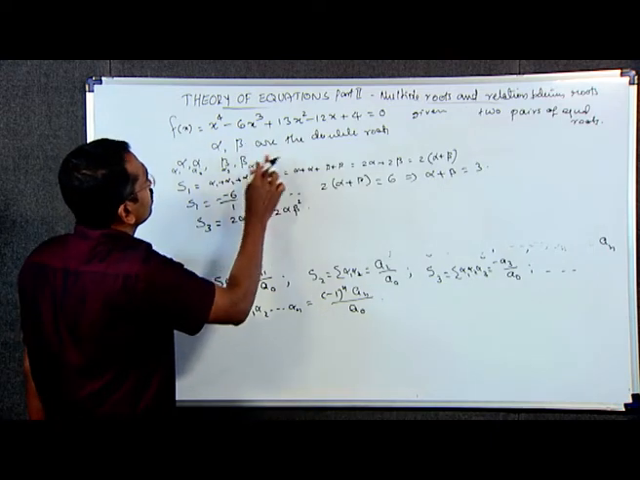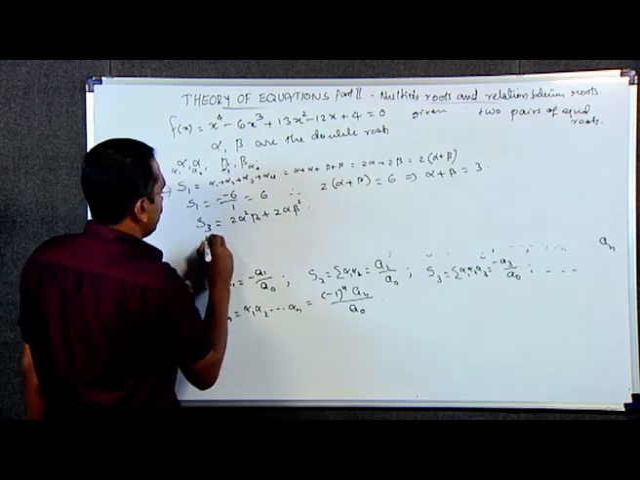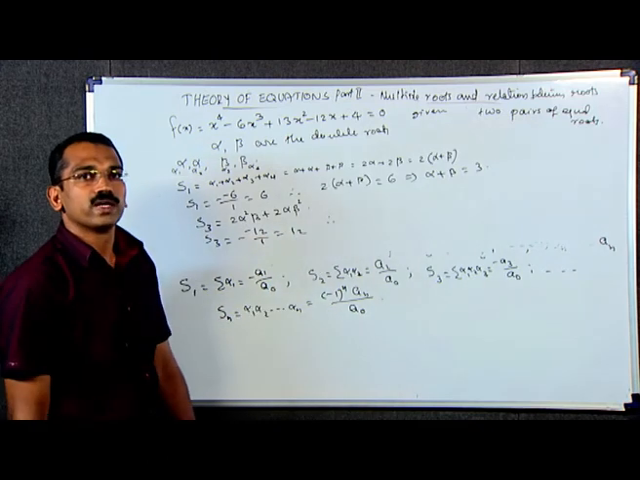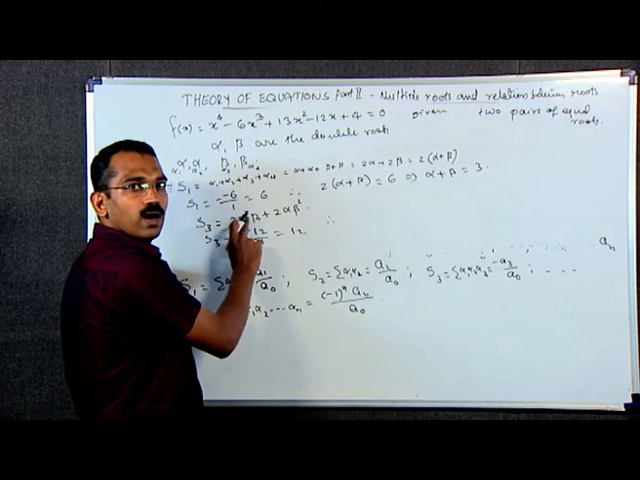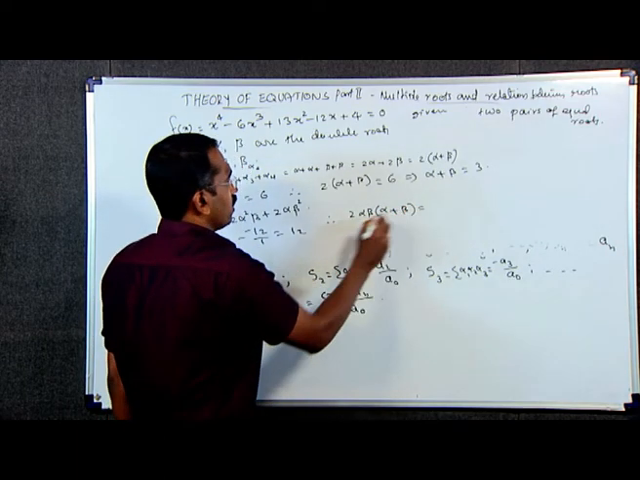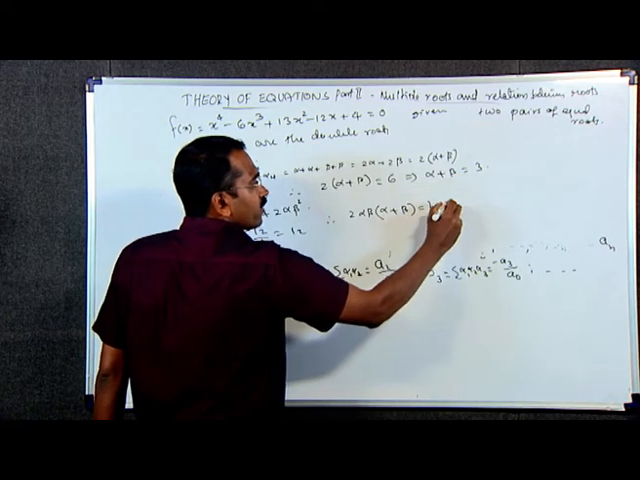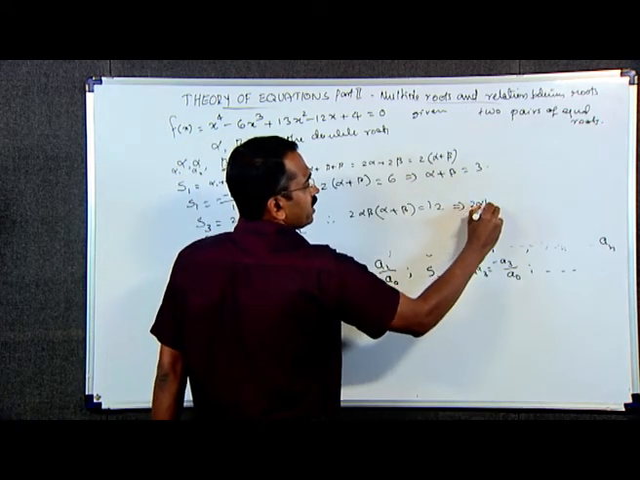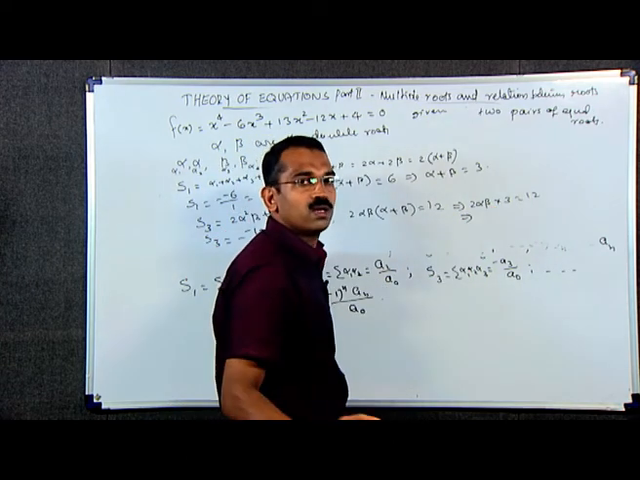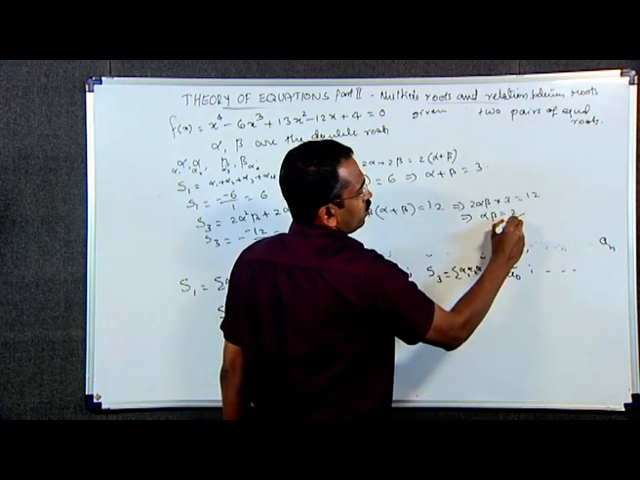In this case, A3 is minus 12, so S3 is equal to minus of minus 12 divided by 1, that is 12. Therefore, we can write 2 alpha beta into alpha plus beta is equal to 12. Because alpha plus beta is equal to 3, from this expression we can write 2 alpha beta into 3 is equal to 12, that is 6 alpha beta equal to 12, which implies alpha beta is equal to 12 by 6, equal to 2.